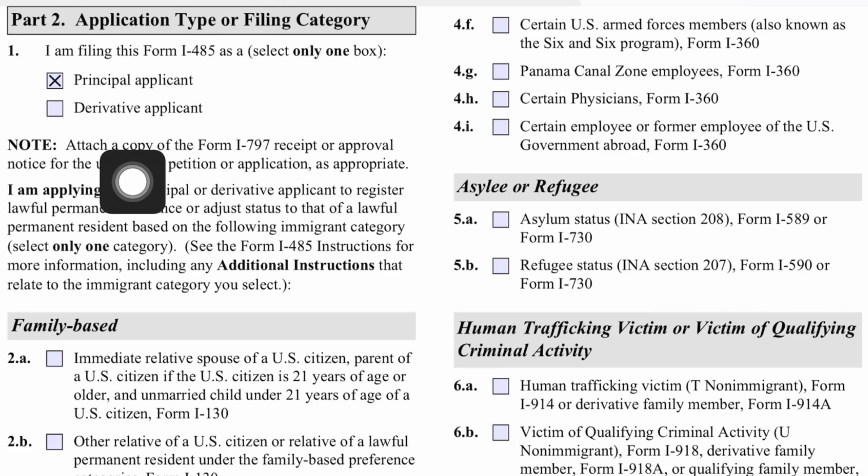So note, attach a copy of the form I-797 receipt of approval notice for underlying petition or application as appropriate. So this note, you need to attach your NOA 2, which is the approval letter that you are approved for K1 visa. So you need to attach that.